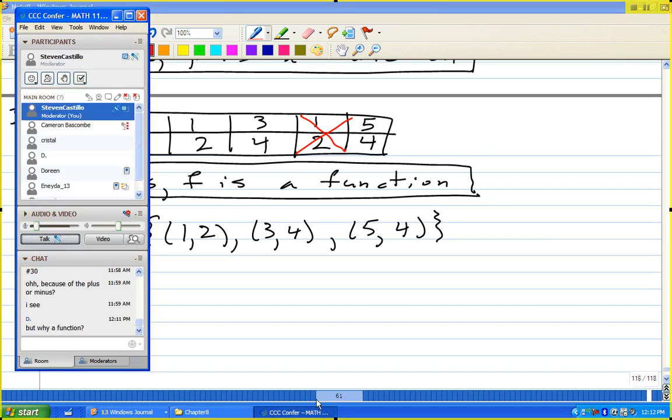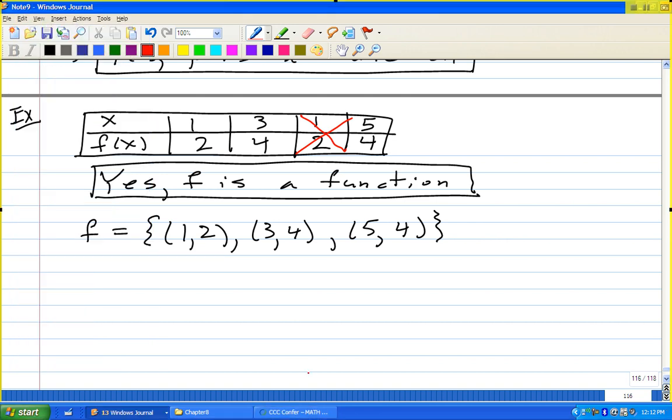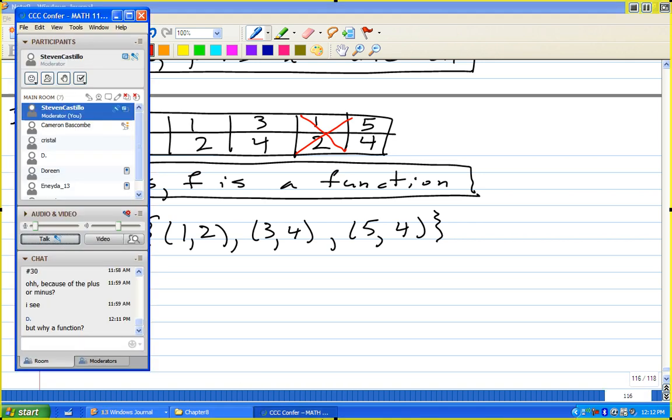But why a function? It's a function because if I look here, a function is a set of ordered pairs. There it is. It's a set of ordered pairs such that the x coordinates are distinct. Well, let's see. Are 1, 3, and 5 distinct? Are the first coordinates distinct? Yes. 1, 3, and 5 are different numbers. So therefore, yes, it is a function. This set of ordered pairs is a function. Is that clear? Okay.